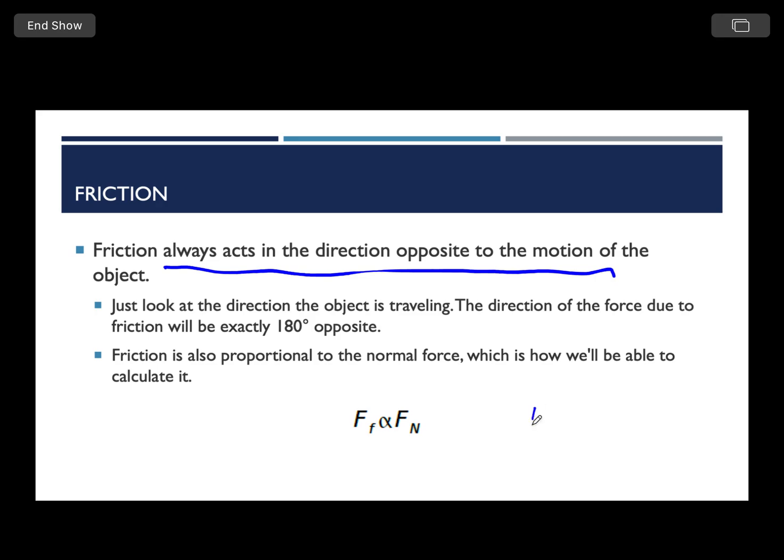So if I have an object that is going this way, my friction will be that way. I just realized it looks like an A. So, and it's always proportional to the normal force. And that's how we're going to calculate it.